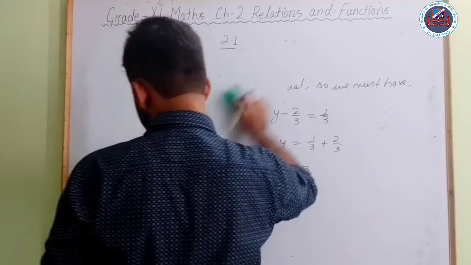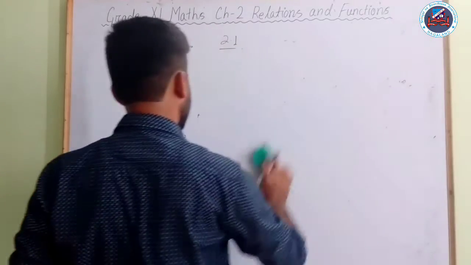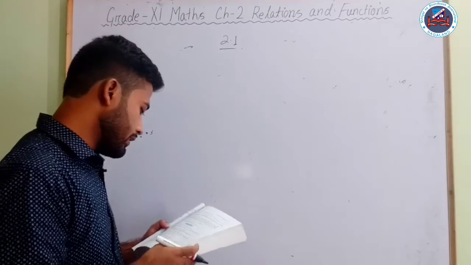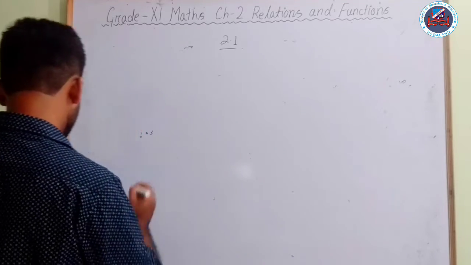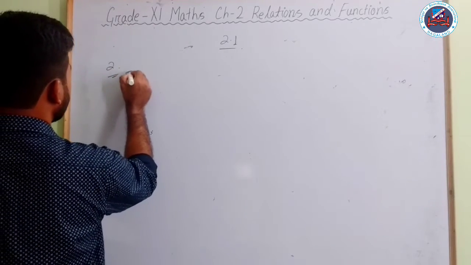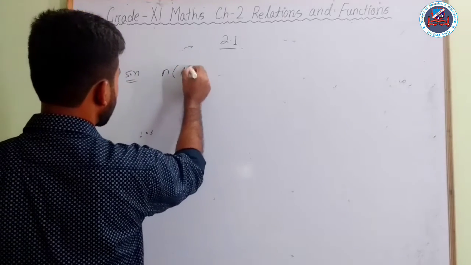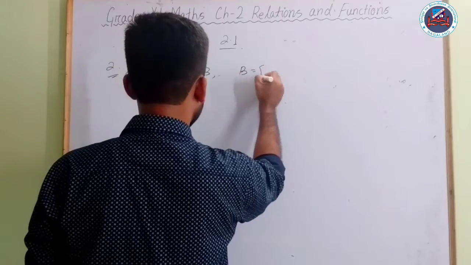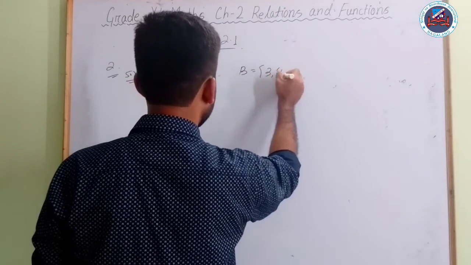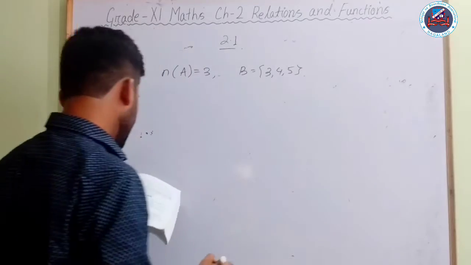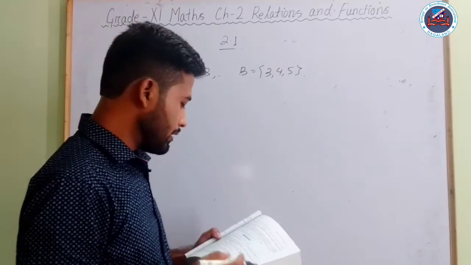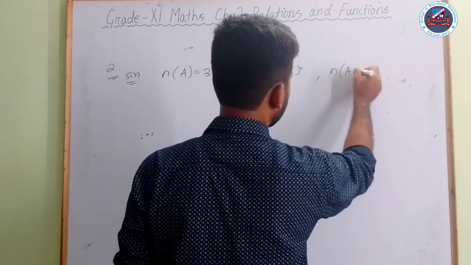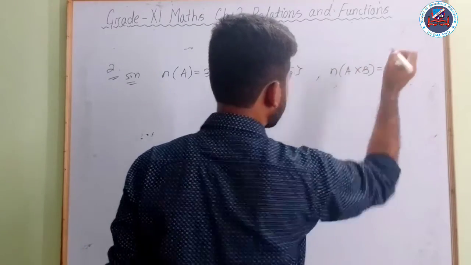Here they have said if a set A has 3 elements and the set B is equal to {3, 4, 5}. So clearly in question number 2, the number of elements of the set A is 3 and B is equal to {3, 4, 5}. Then find the number of elements in A cross B. So what we need to find? We need to find n(A cross B).